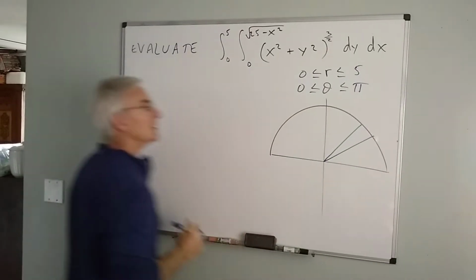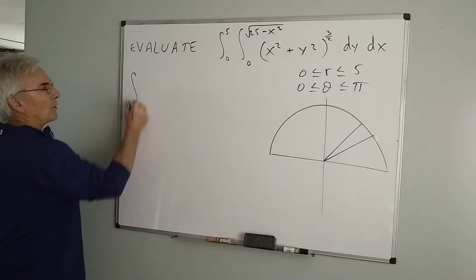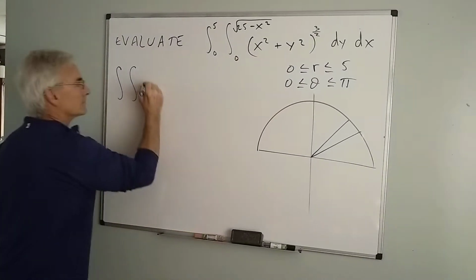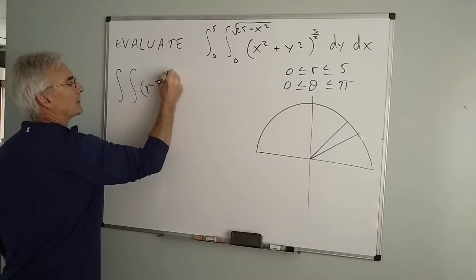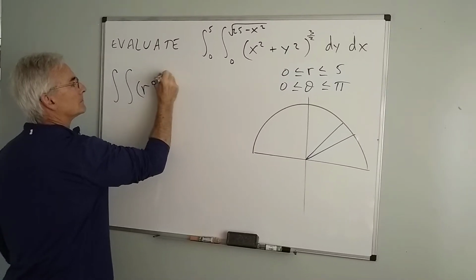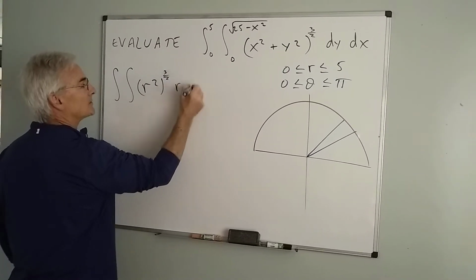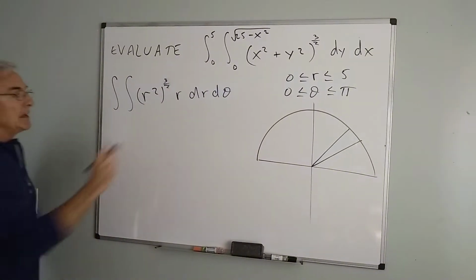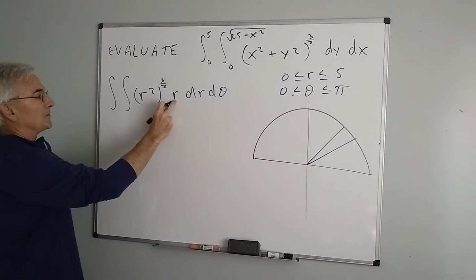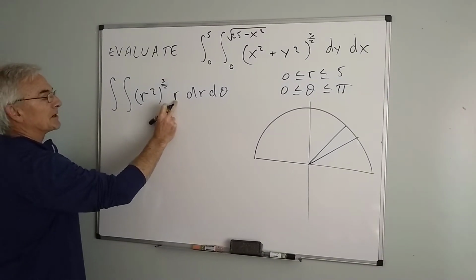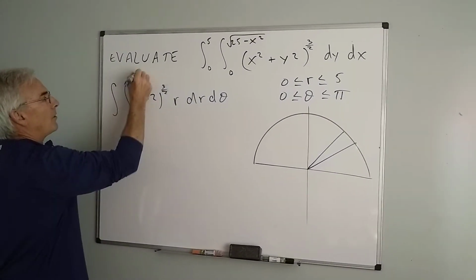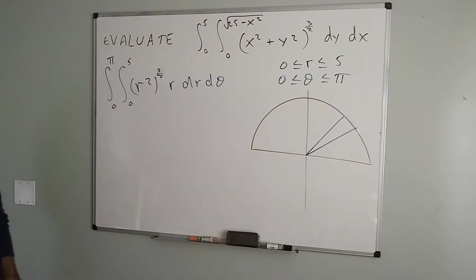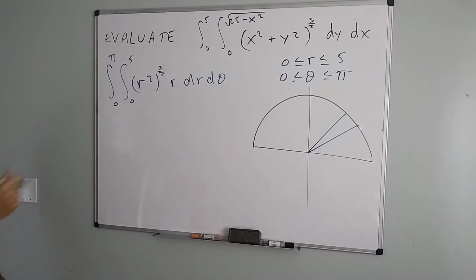So when we switch this over to polar coordinates, right here we have r squared raised to the 3/2 power times r, integrated dr d theta. This extra term here we derived in the first part of this video. Now the limits of integration will be 0 to 5 in r, 0 to pi in theta. Notice we have constant limits of integration, which should make this much, much simpler.